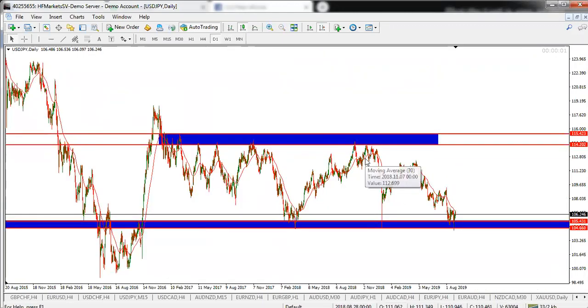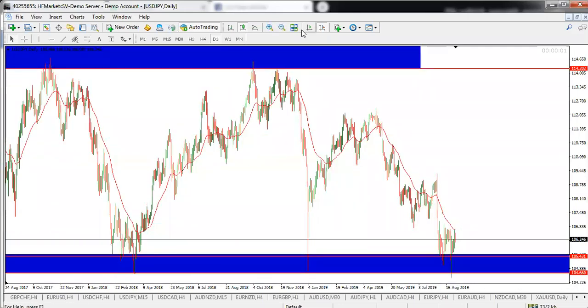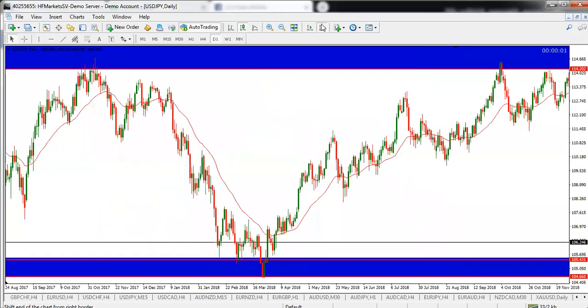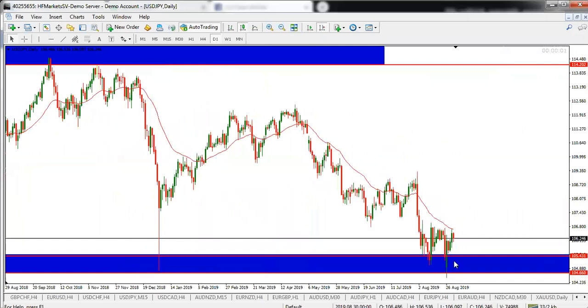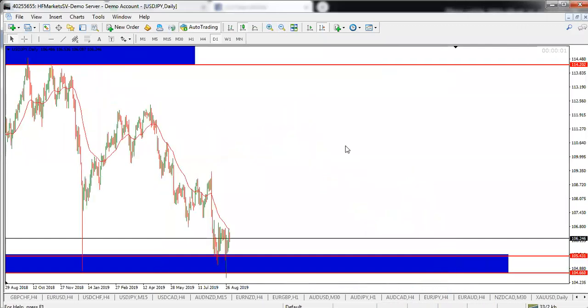Now look at this. You can see this place. This particular pair is getting rejected from that zone again. It could be another move to the zone. So this new week that is starting today, that the market is going to open tonight, we can see USDJPY go all the way up to test the zone again, or probably move a little bit and break the zone.